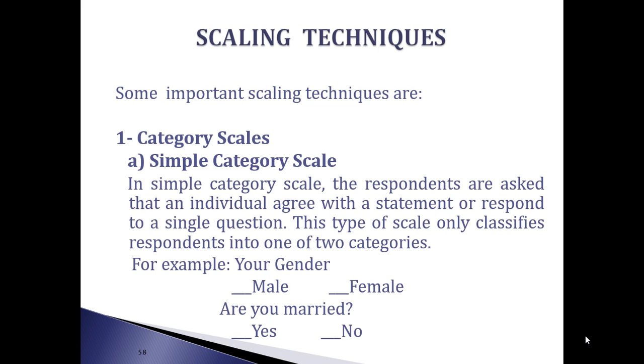Category scales. Category scale includes simple category scale. A simple category scale classifies respondents into one of two categories: your gender, male or female; are you married, yes or no. This is a nominal scale technique and respondents have to choose one from two categories.